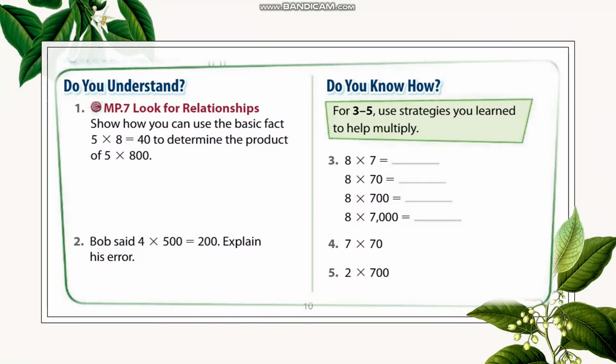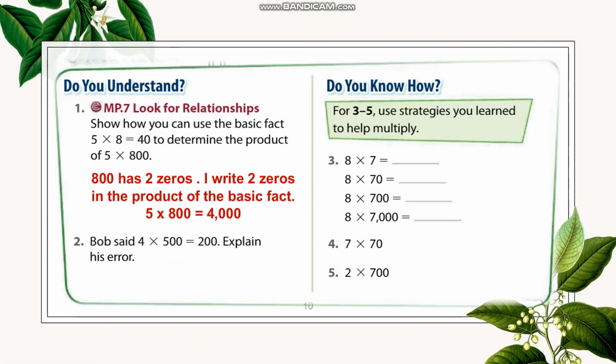Show how you can use the basic fact 5 multiplied by 8 equivalent to 40 to determine the product of 5 multiplied by 800. So the answer is, 800 has 2 zeros, so you're going to write 2 zeros in the product of the basic fact. That's why 5 multiplied by 800 is equivalent to 4,000.